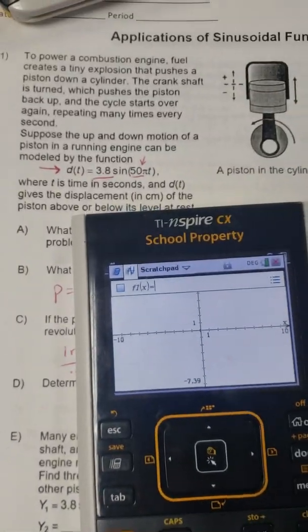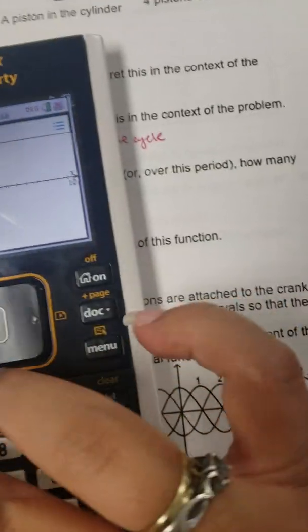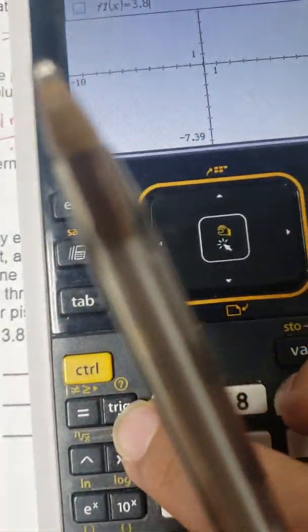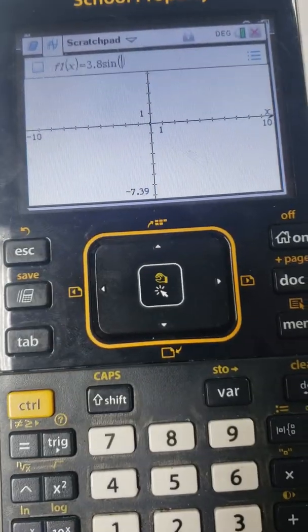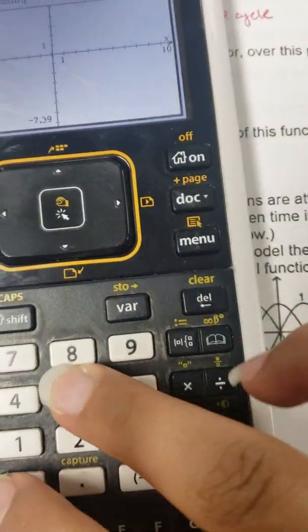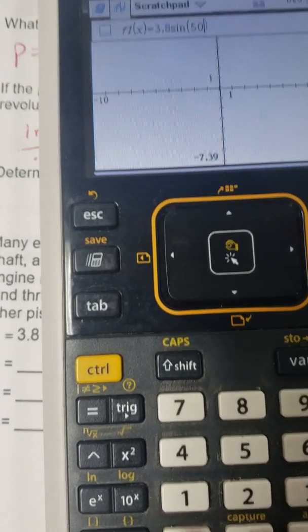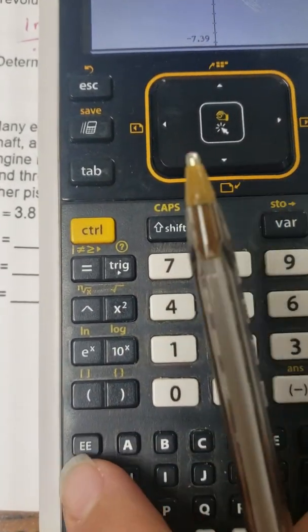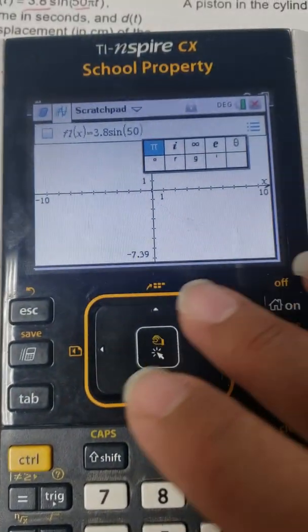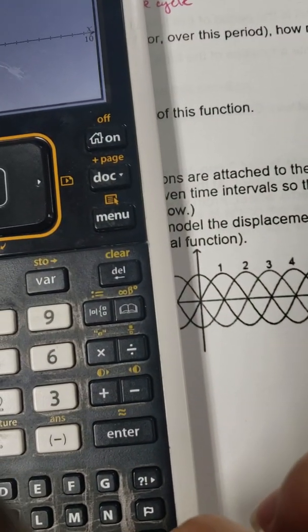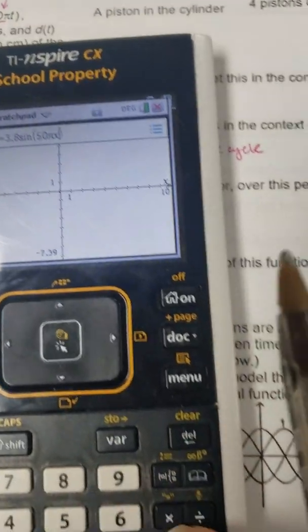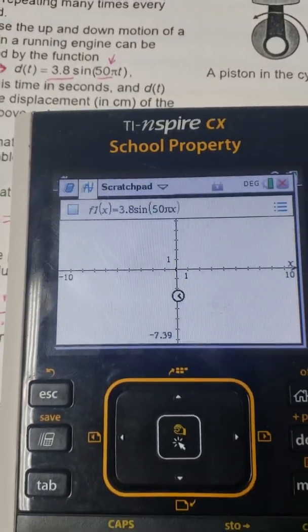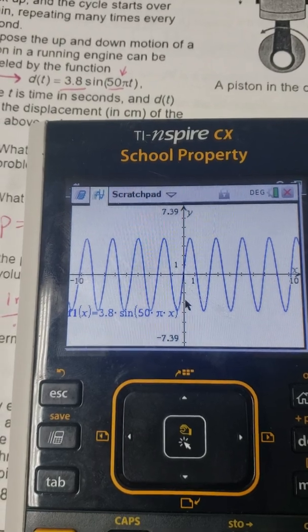So that would be 3.8 sine. So sine is here where it says trig. Okay. 50 pi, so my pi button is down here somewhere, pi, there it is. And we're going to use x because we don't have a t-axis, we have an x-axis. So there we go, there's my function. Let's go ahead and press enter, and there we go.